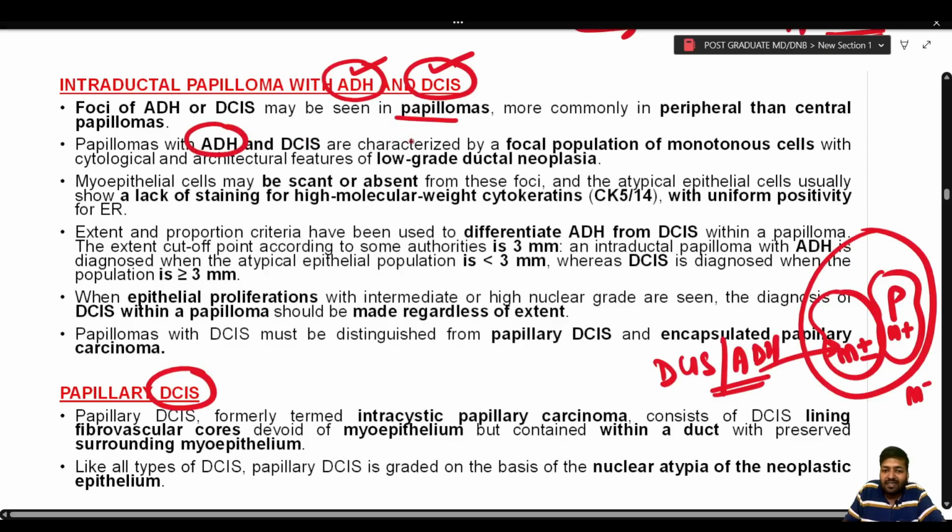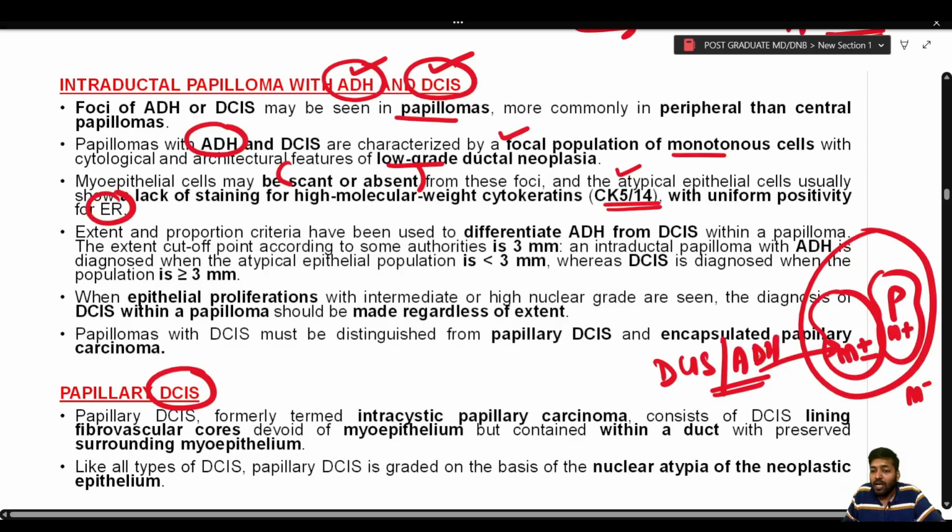Papillomas with ADH and DCIS are characterized by a focal population of monotonous cells with cytological and architectural features of low-grade ductal neoplasia. Myoepithelial cells may be scant or absent. That is why I have given plus minus for these foci showing ADH or DCIS. The atypical epithelial cells usually show lack of staining for high molecular weight keratins like CK5 and 14, with a uniform positivity for ER.